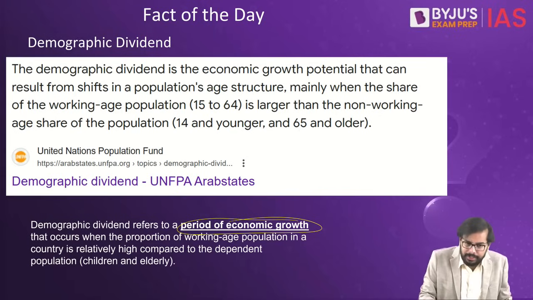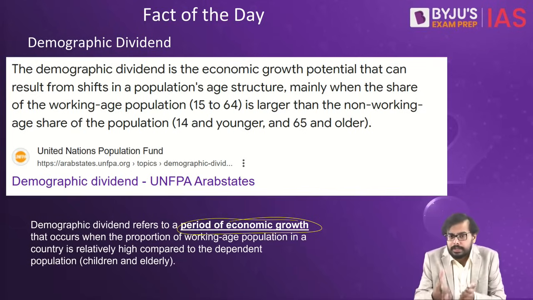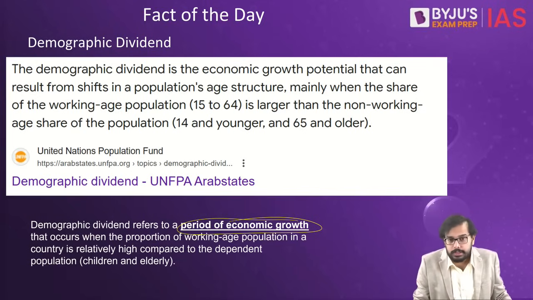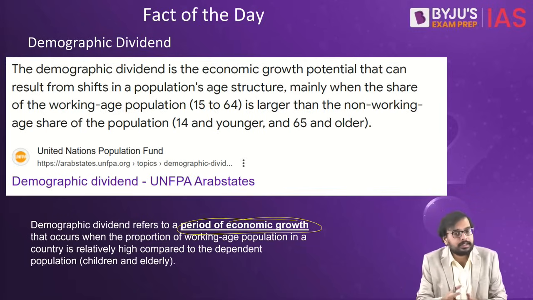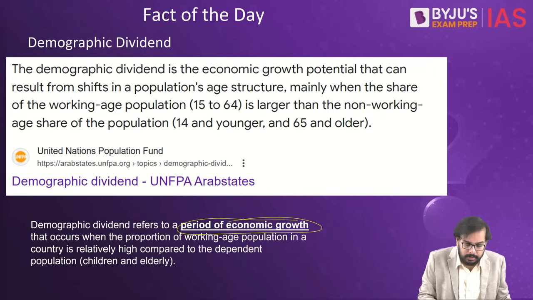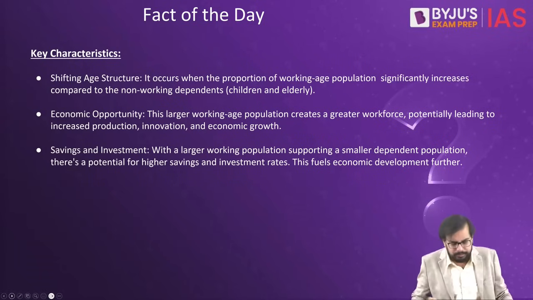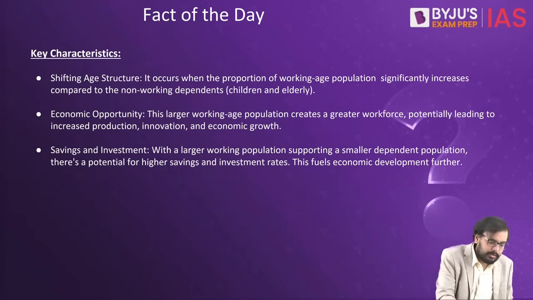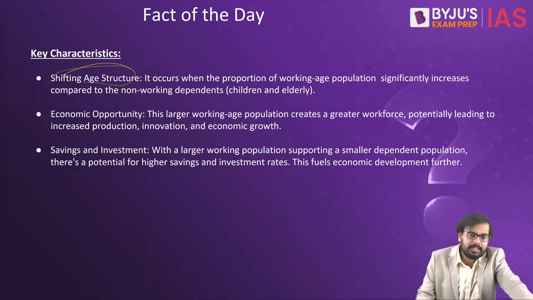Your senior citizens and your children are the non-working age group. So demographic dividend is the period of economic growth of a country where the proportion of the working age group is more compared to the proportion of the non-working age group. Non-working age group means your children and your elderly. That concept is called demographic dividend. Now let us consider the characteristics of demographic dividend. One main characteristic is the shifting age structure of the population.